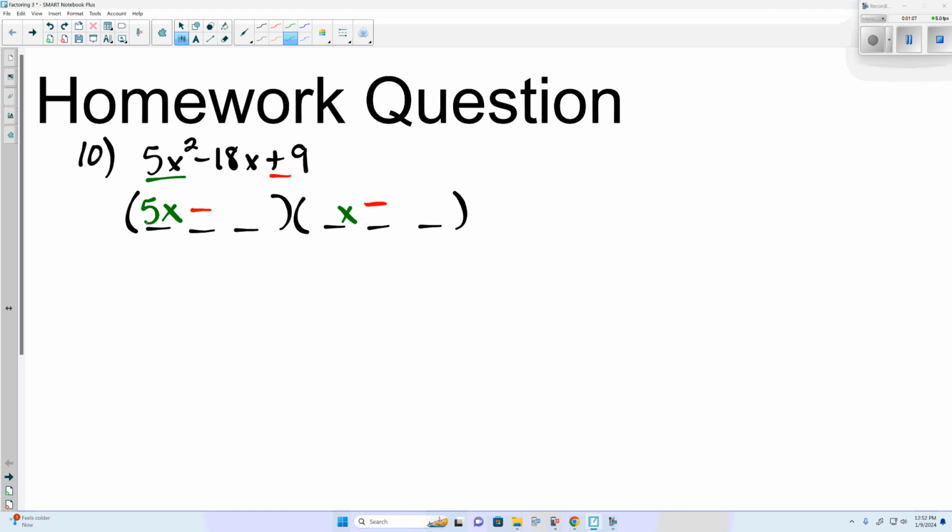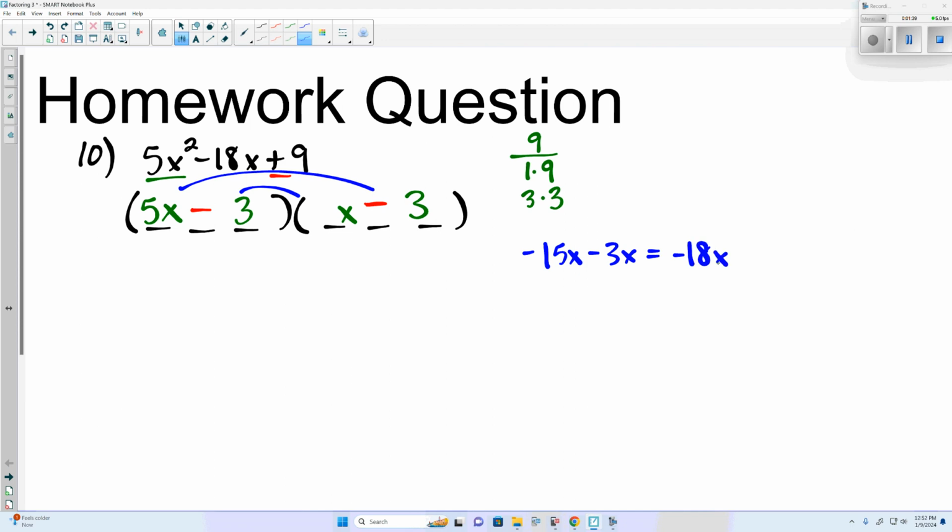Now the factors of 9, we have 1 and 9 or 3 and 3. Which one do we want to try first? 3 and 3. And if we check this here, 5x times negative 3 would be negative 15x. Negative 3 times x would be negative 3x. And negative 15x minus 3x is negative 18x, which is the middle term we wanted. So 5x minus 3 times x minus 3 are the factors.